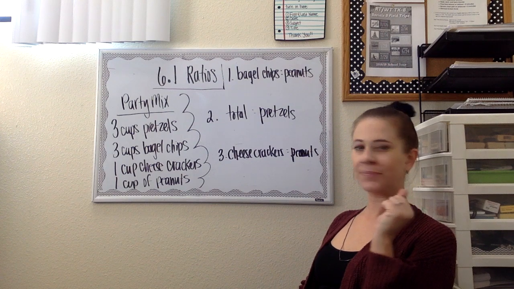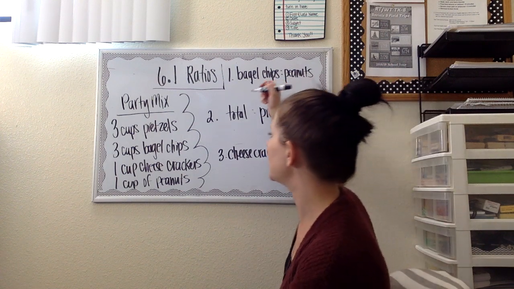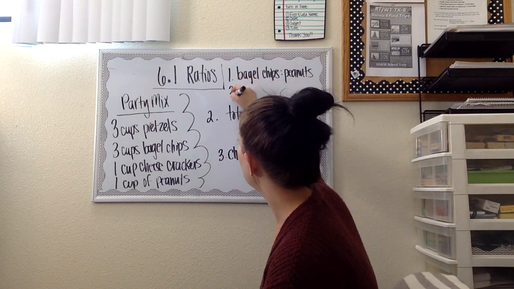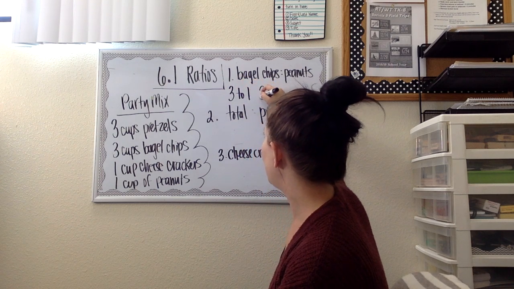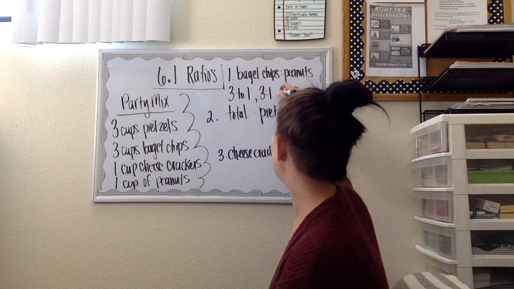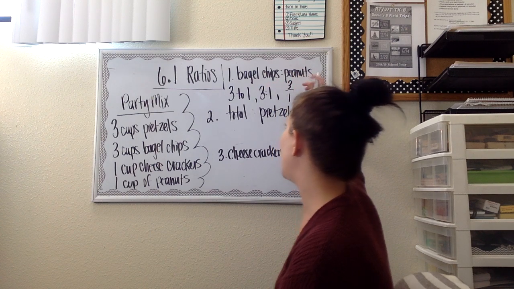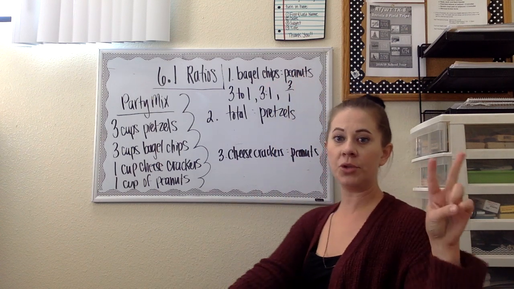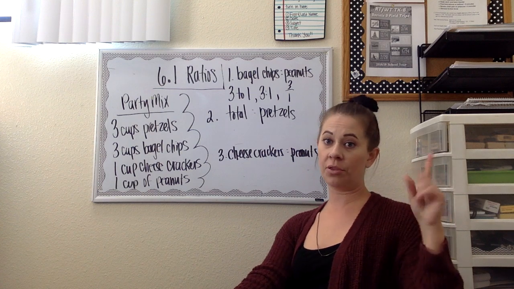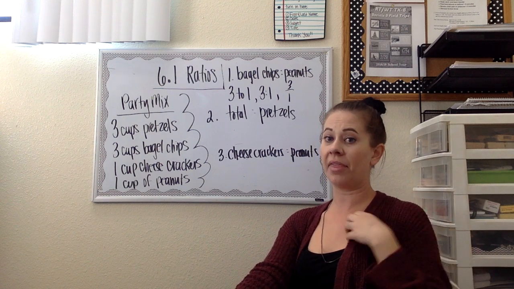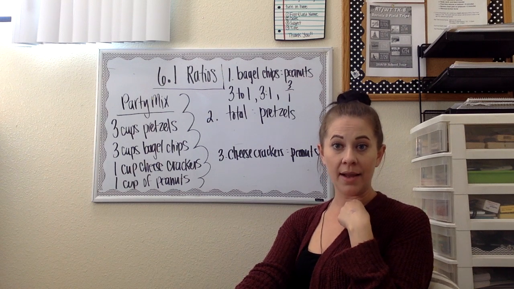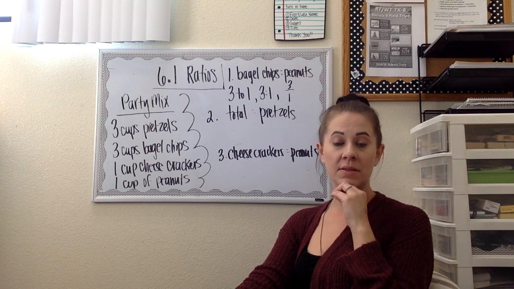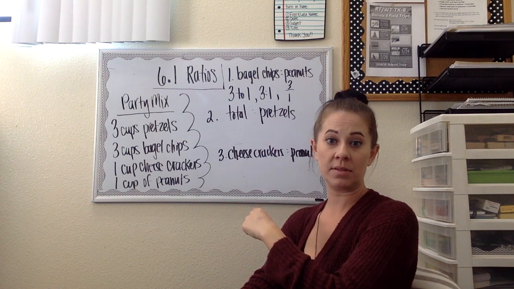All right. So bagel chips to peanuts. Bagel chips are 3, and peanuts are 1. And we could write that 3 to 1, 3:1, or 3 over 1. And because it's a ratio and we're comparing 2 quantities, you can't just turn a 3 over 1 into 3 like we do in other situations. You have to leave the over 1 because we're comparing 2 things. So that's really important in ratios.